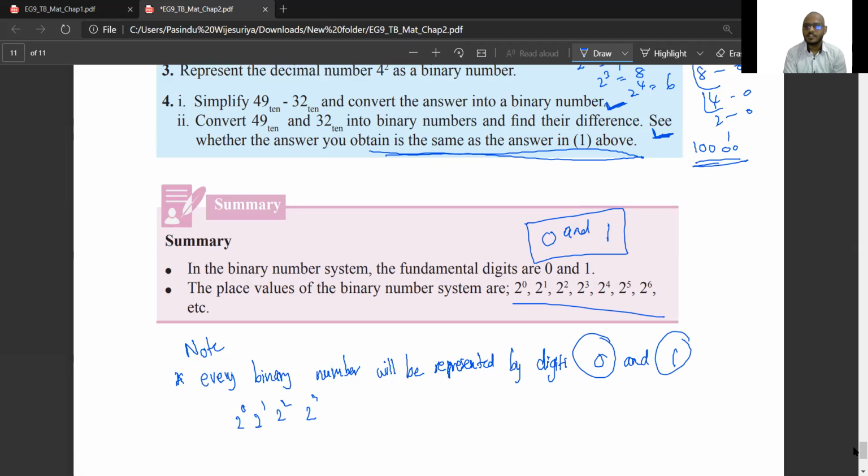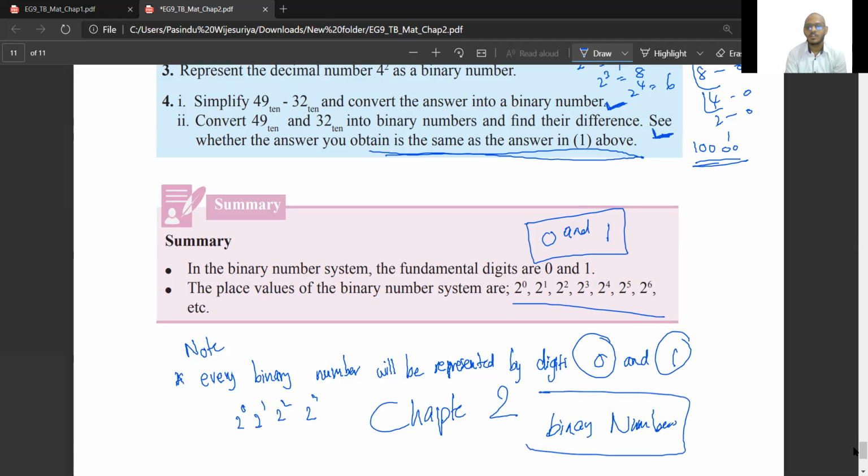So that brings us to the end of chapter 2, binary numbers. Done. I hope everything was clear to you all. I might have skipped questions because they are just recurring questions, and I did the difficult questions for you all, and I think it was helpful.